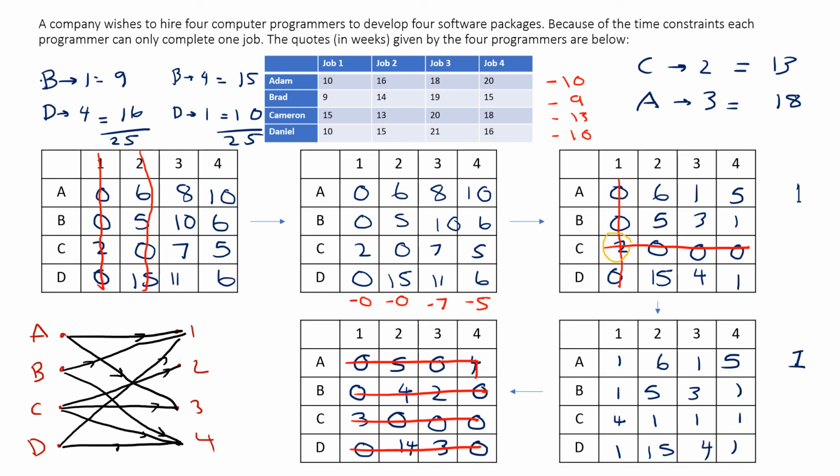So in a question, we would just answer it like that. We could say that Brad has to do job 1 or 4, and Daniel has to do job 1 or 4. It doesn't really matter which one does which. Job 1 and job 4 over here we worked out was 25. Add that to Cameron and Adam's time, 25, 30, gives us a total of 56.